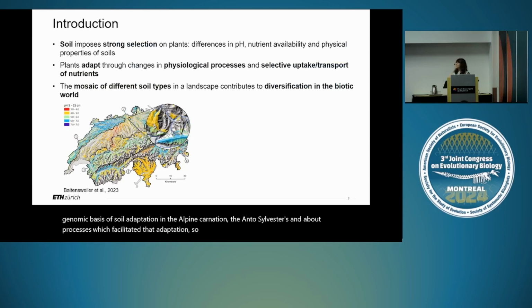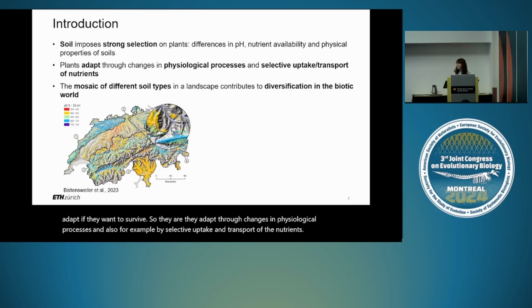First of all, why is it even relevant to study soil adaptation? It's because soil imposes strong selection on plants, for example, through differences in pH, which basically determines availability of the nutrients, and also nutrient availability and physical properties of the soils act as selective agents. And as we all know, plants are sessile, so they have to adapt if they want to survive. They adapt through changes in physiological processes and also, for example, by selective uptake and transport of the nutrients.